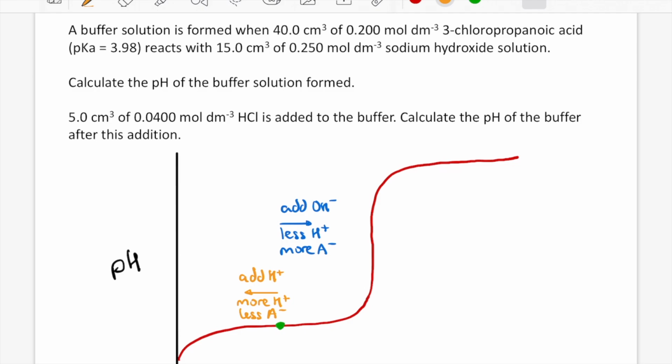We have to decide which it is we're doing, and that's going to tell us which of the salt and the acid we're adding moles to and which of them we're taking moles away from. So in this particular question, they are telling us they are adding 5 centimeters cubed of hydrochloric acid. So we are adding more H+ ions. If we are adding more H+ ions, then we are going to make more of the weak acid, and we are going to have less of the salt. Okay, so that's going to help us now with this particular calculation.